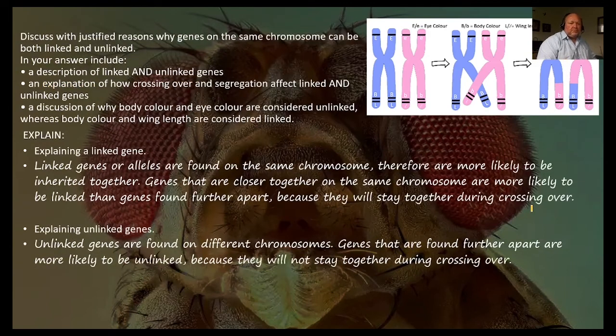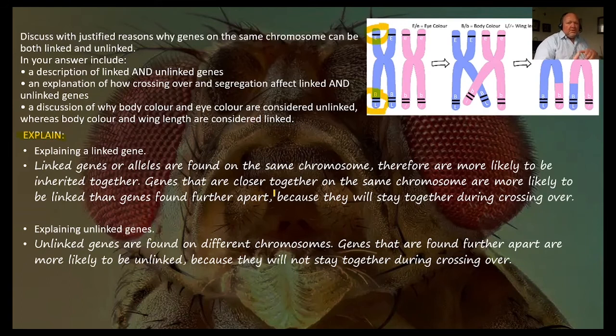Okay, discuss with justified reasons. So now we're moving on to the explain part, an explanation of how crossing over works. But a better way when you're doing linked genes is to start by explaining that linked genes or alleles are found on the same chromosome. We said that, therefore they are more likely to be inherited together. Genes that are closer together on the same chromosome are more likely to be linked than genes that are further apart.